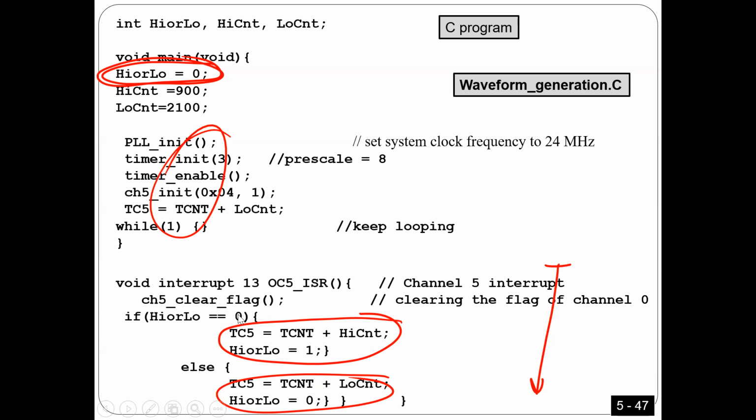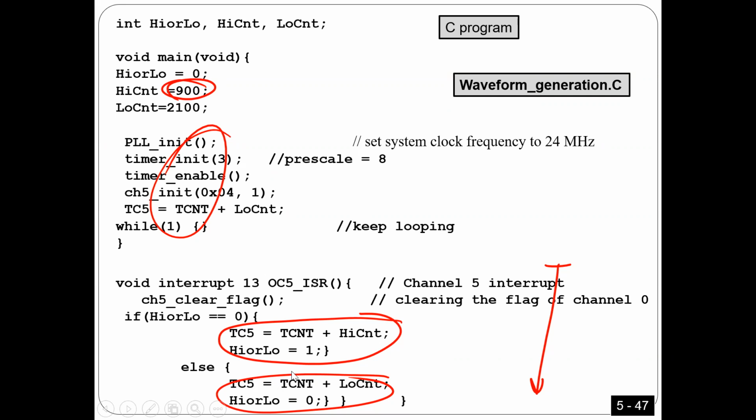So if right now it is 0, here I'm going to say TC5 should equal TCNT plus high count. High count is 900. So I'm saying the next toggle, the next interrupt, is after 900. However, now I make it 1, so on the next interrupt I will be here. Very interesting. Then I'm going to make it 0.